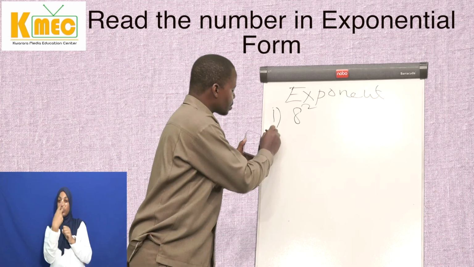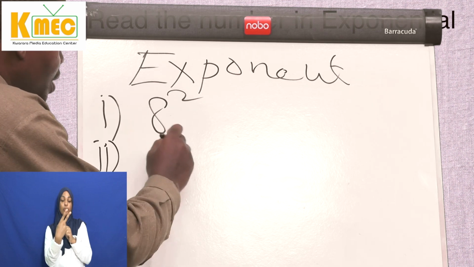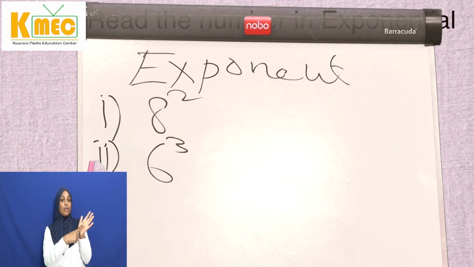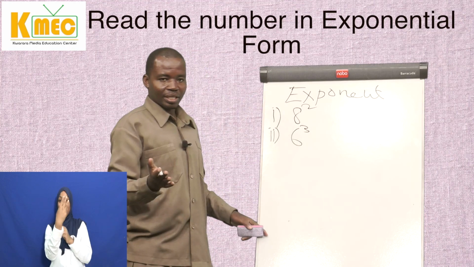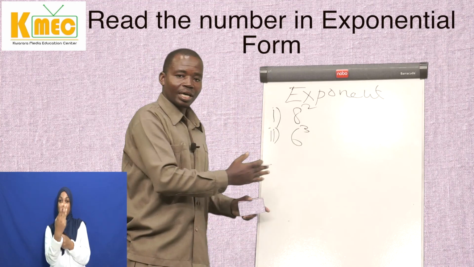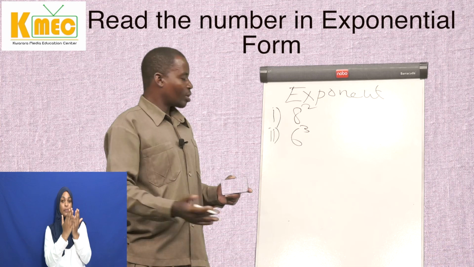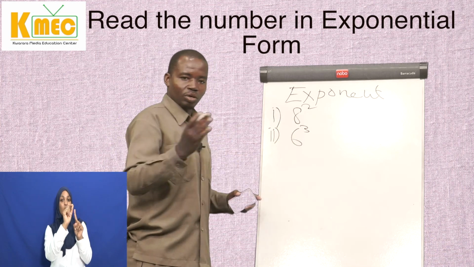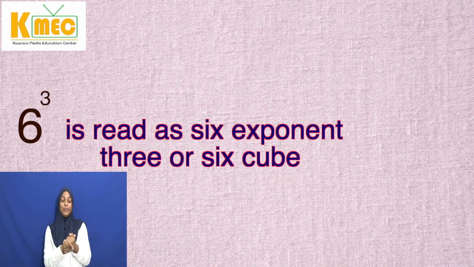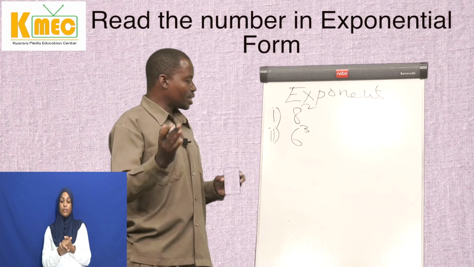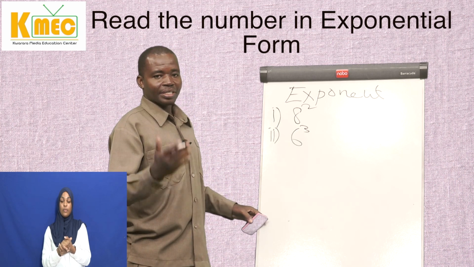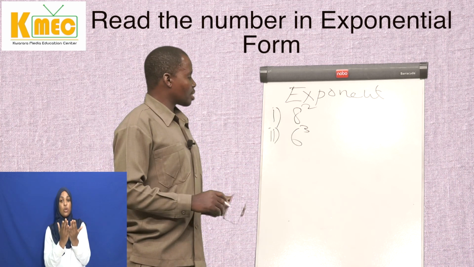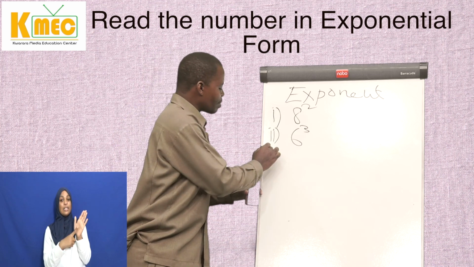And number 2 here, 6 is read as 6 exponent 3. It is read as 6 exponent 3 or 6 cube. Good.